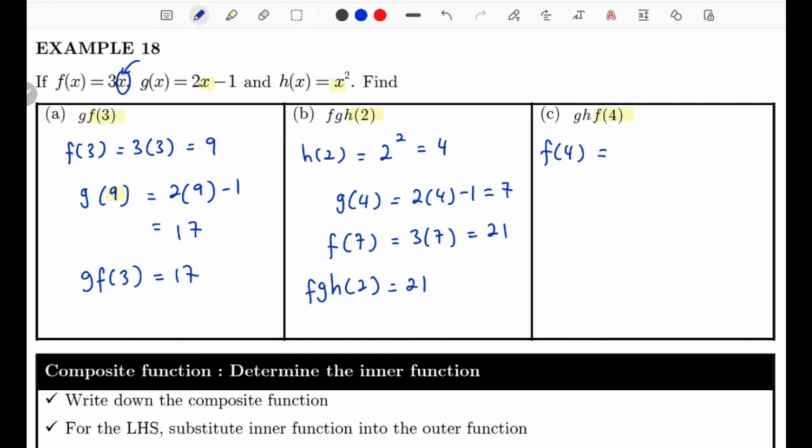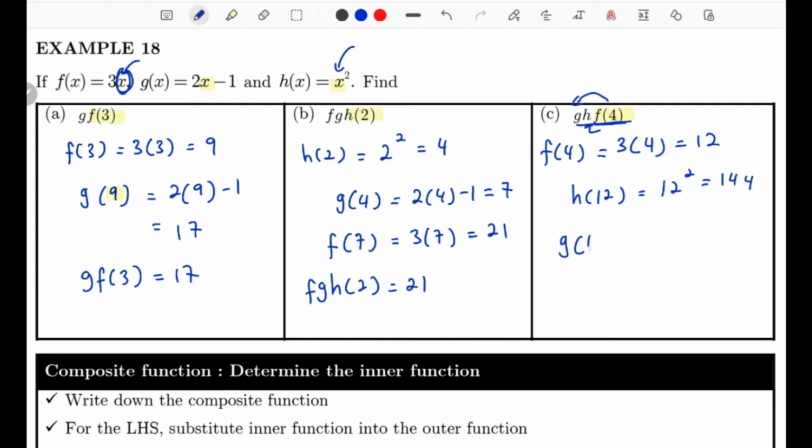Substitute x as 4, which is 12. And then substitute 12 into h, which is into the x. So 12 squared is 144. And the last one, substitute h of f(4) into g.